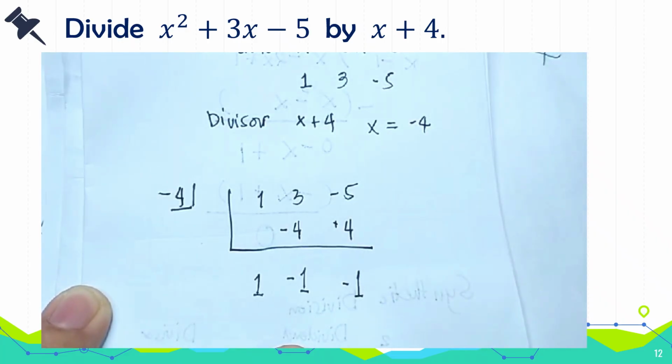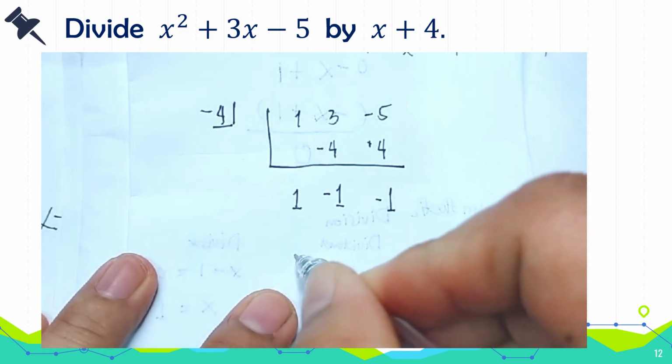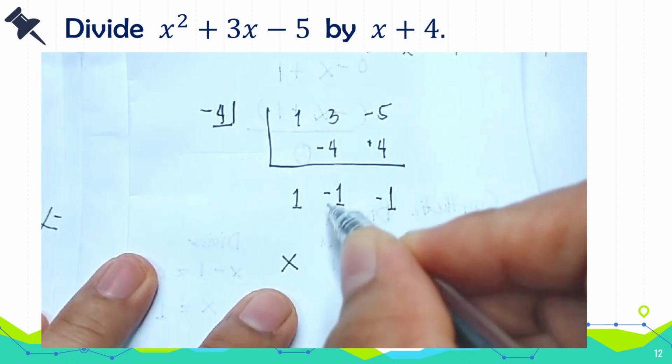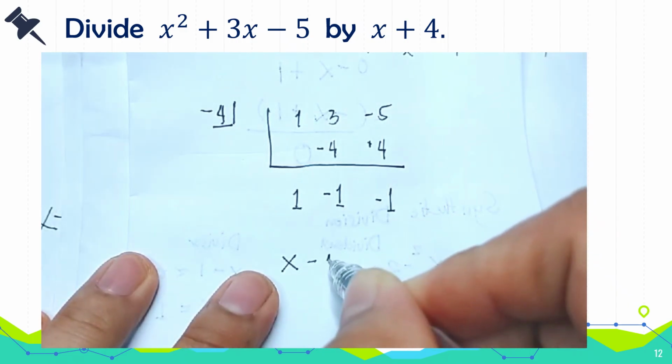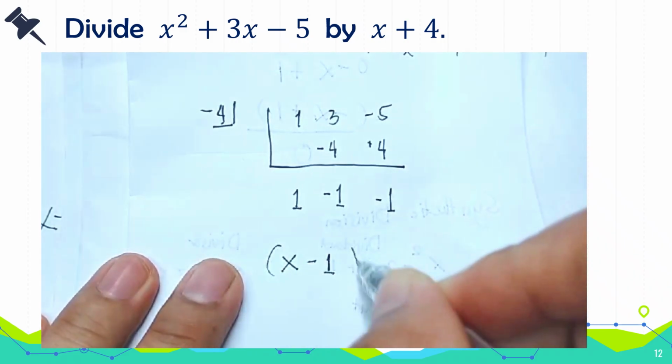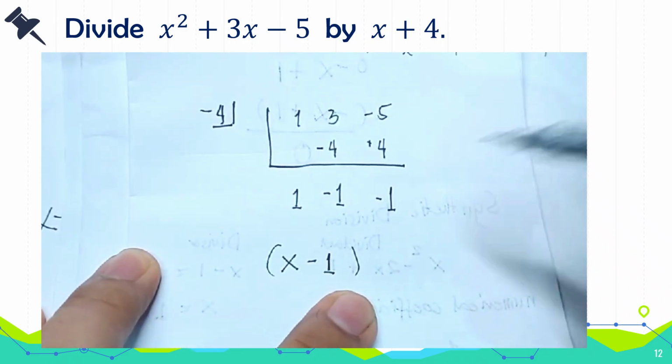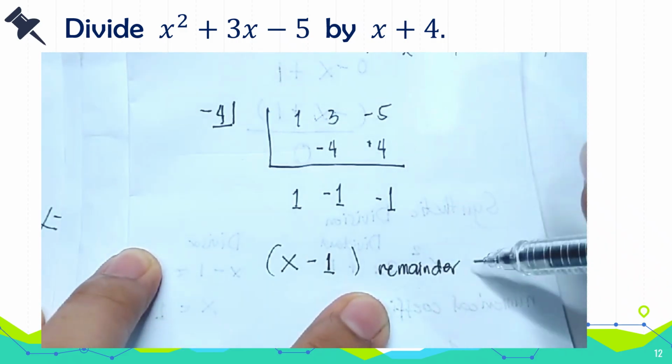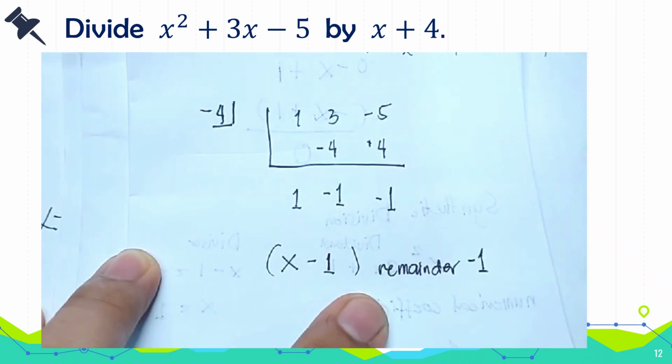We write the final answer. x, negative 1, remainder negative 1.